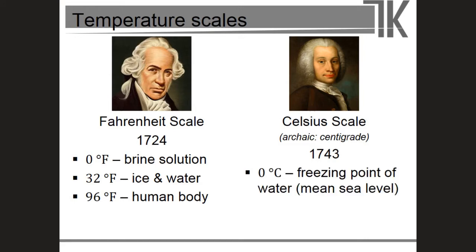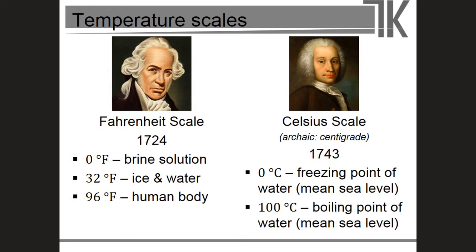He set his first point at 0 degrees Celsius, the freezing point of water at mean sea level, which is to specify the pressure at mean sea level. And his second point, he decided to call 100 degrees Celsius, the boiling point of water at mean sea level. He decided to choose nice numbers, 0 and 100. Who doesn't like using nice numbers?